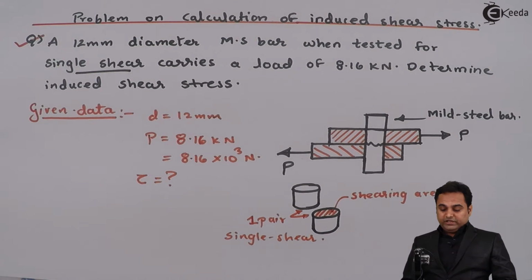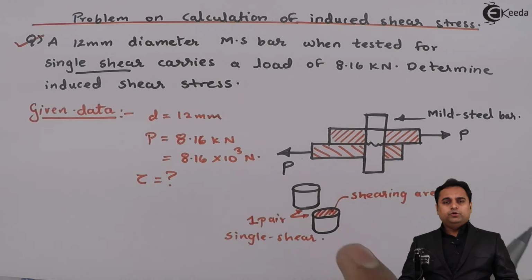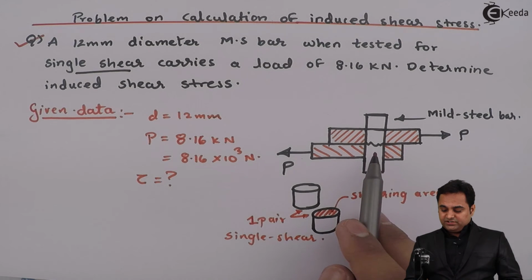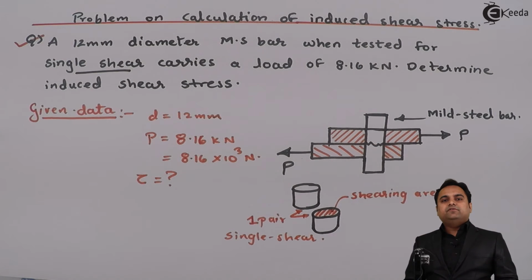And now we have to calculate the induced shear stress, that is, when we have been applying this load, because of that how much is the shear stress which is induced in the mild steel bar, that we have to calculate. So let us try to get the solution for this problem.